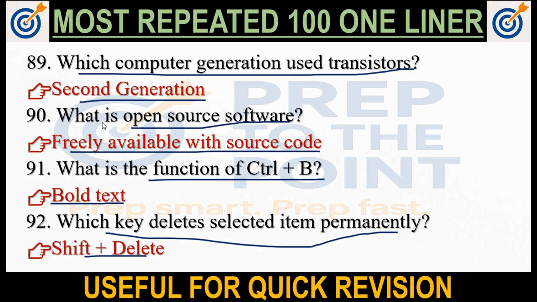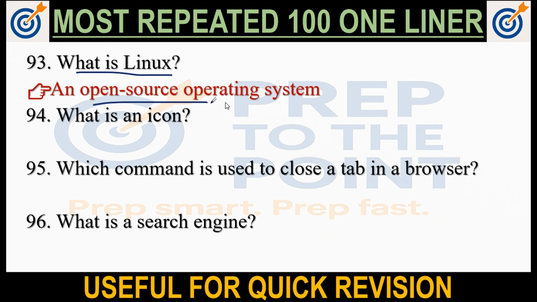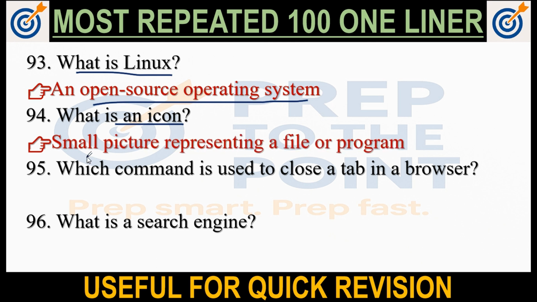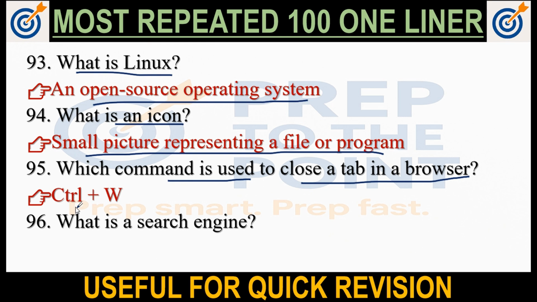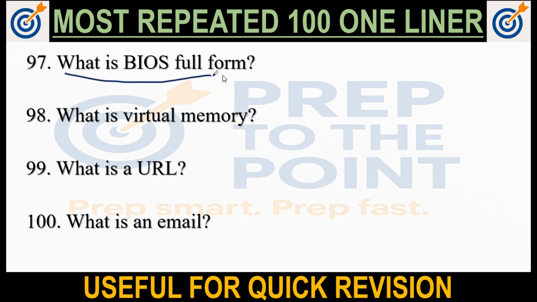What is Linux? An open source operating system. What is an icon? Small picture representing a file or program. Which command is used to close a tab in a browser? Ctrl+W. What is a search engine? Tool to search information on internet. What is BIOS? Full form.